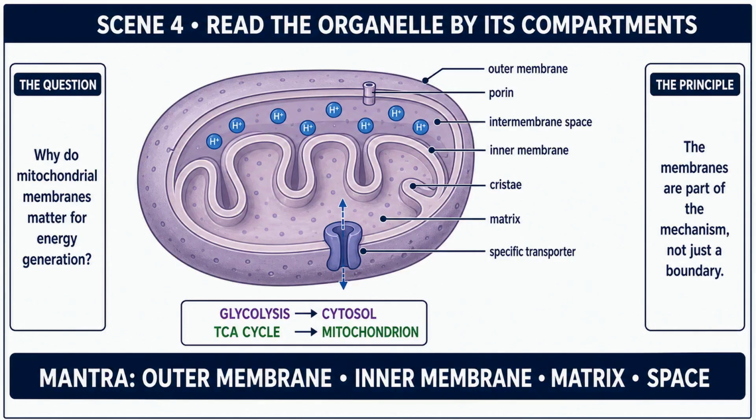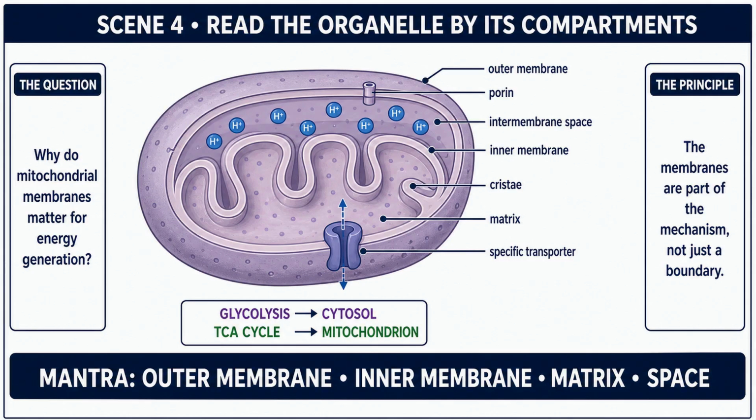The structure of a mitochondrion separates its major functions. It has an outer membrane and an inner membrane. The inner membrane is folded into cristae, which greatly increase the surface available for respiratory chain proteins. Inside the inner membrane is the matrix, the core compartment containing much of the organelle's metabolic machinery. Between the two membranes is the intermembrane space.